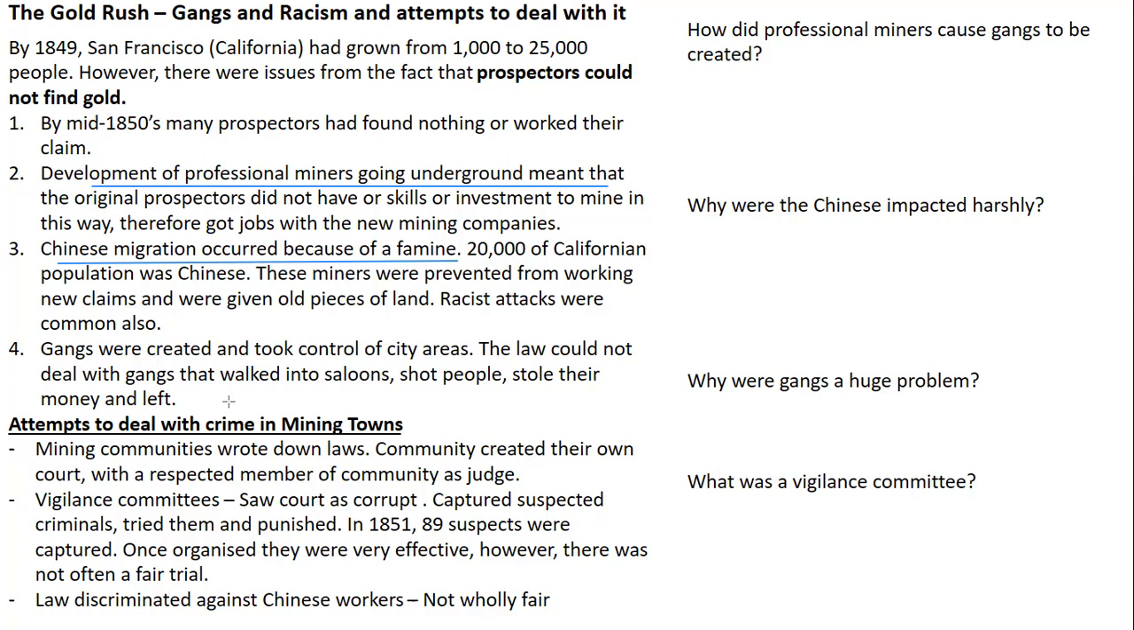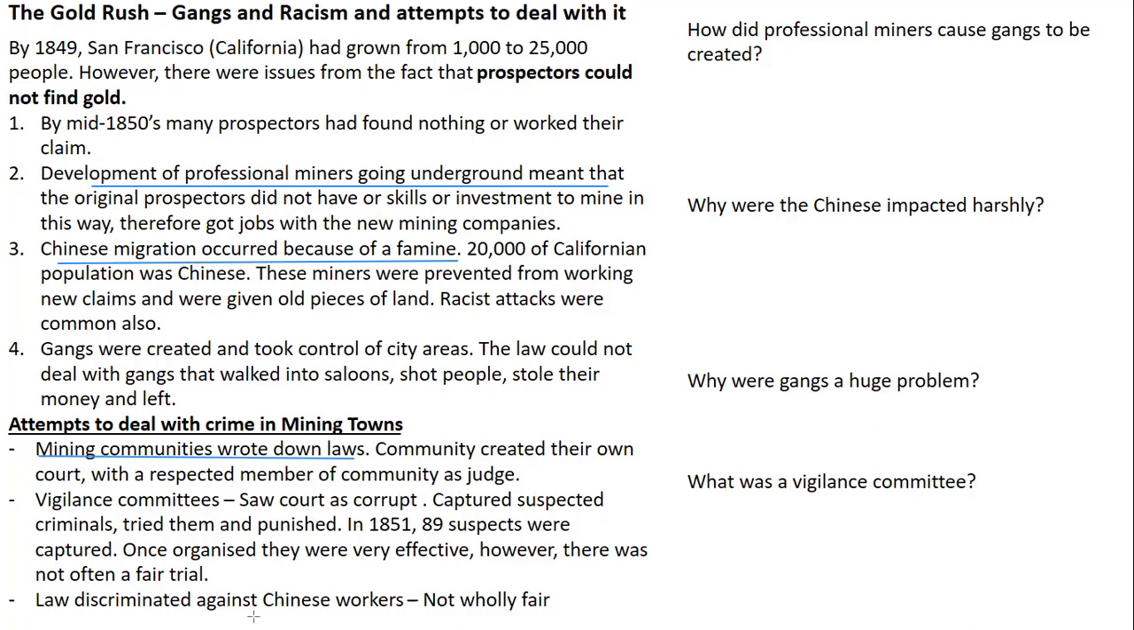So how did they try and deal with it? Mining communities actually wrote down laws. Communities created their own laws with a judge, their own court, but the judge was a respected member of the community. So it was basically like little mining towns had their own set of rules.